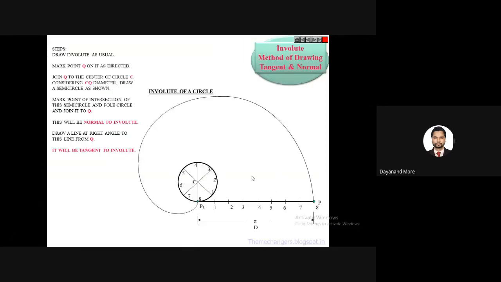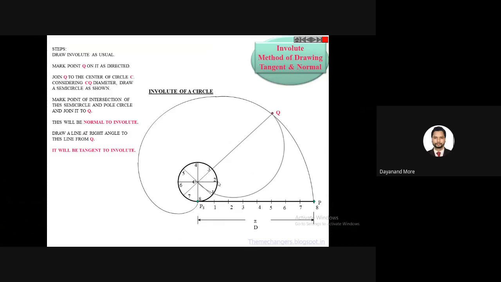Now, let us see how to draw the tangent and normal to the involute curve. We already saw how to construct the involute of a circle. Now let's suppose a point Q on the curve. Then from that point Q, draw a line which meets at point C. And take the midpoint of that line CQ and construct a semicircle.